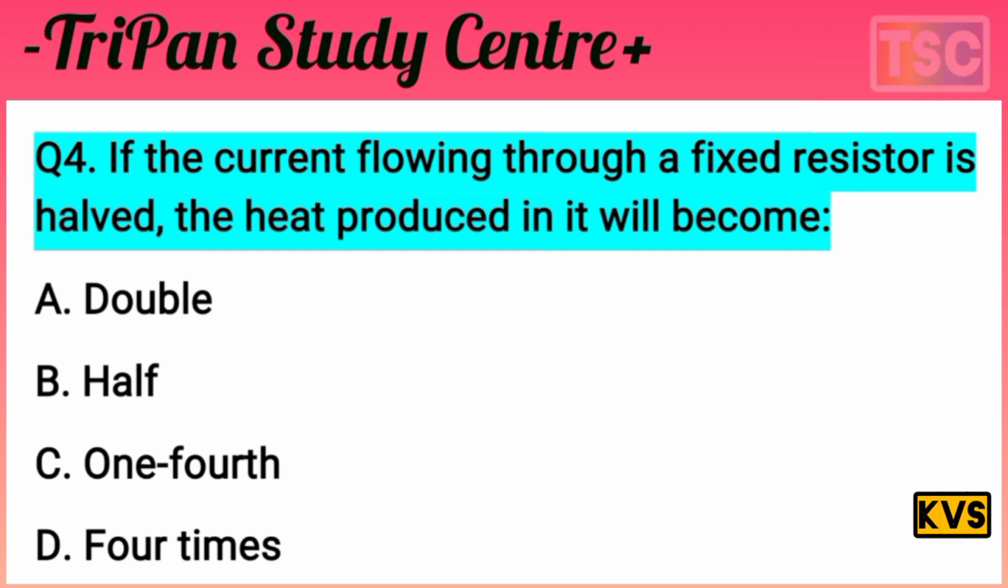When the current through the fixed resistor is halved, the heat produced becomes 1/4. It means the answer is C. It is not double, not half. The heat becomes 1/4. It means option C is correct here. That's important. Let's see the next question.